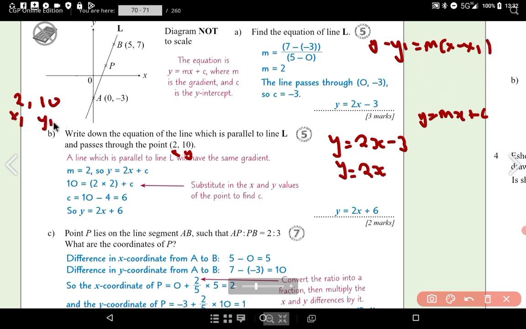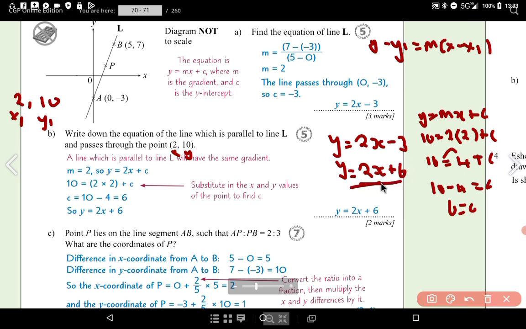Or you can replace these values. Here you are going to say, my y is 10, your gradient is 2, your x is 2, plus c. So x, we've used this one. So you're going to get 10 is equal to 4 plus c. Take the 4 this side, is going to be 10 minus 4 is equal to c. This gives us 6 is equal to c. Hence you just say plus 6. Okay, and you're good to go there.